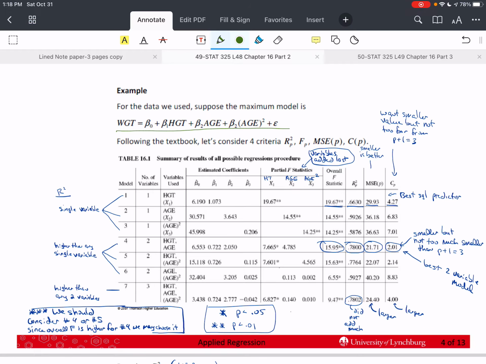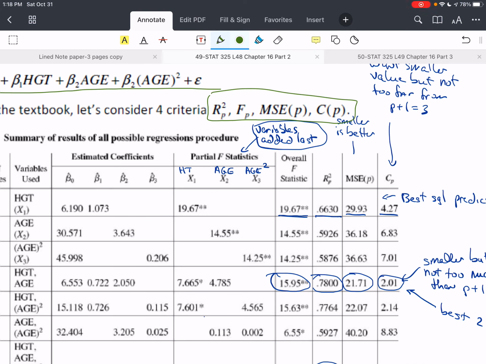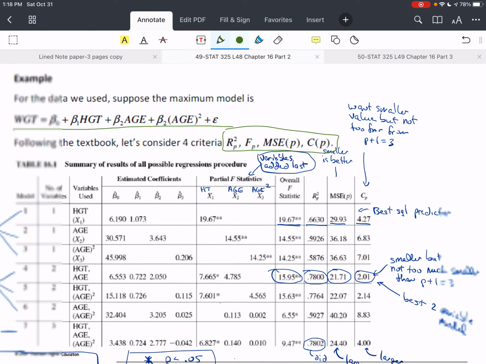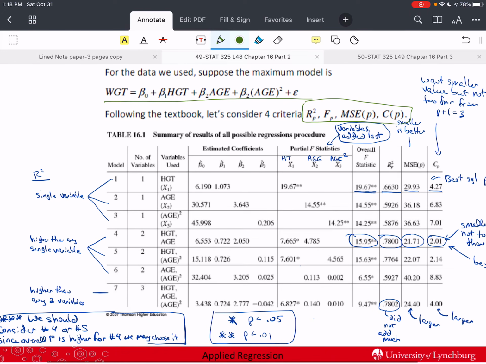Okay, so the textbook is going to use these 4 criteria, so we will as well: R squared, F, MSE, and CP. Okay, so the first thing that we have are the single variables. So height, which is x1, age, x2, and age squared is x3. All right. And you'll see that the number of variables in the model is listed here. And so we have 1 for the singles, and then for the possible combinations of 2 variables, we have height and age, height and age squared, and age and age squared.